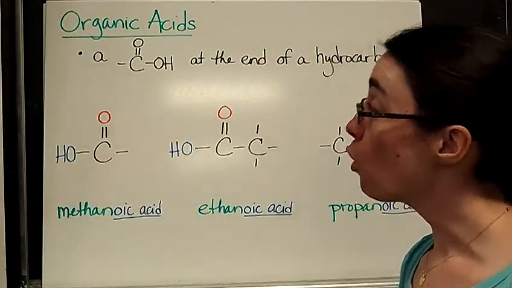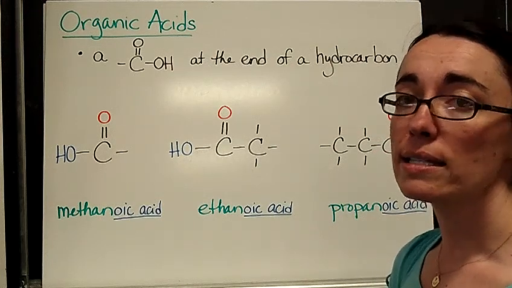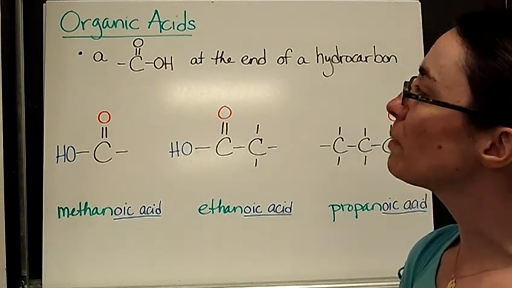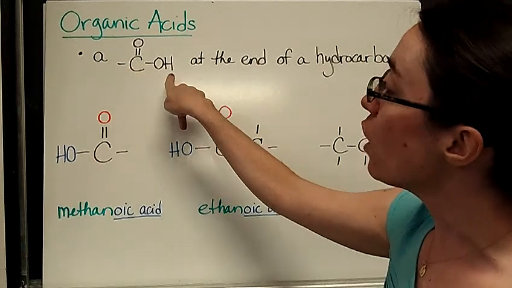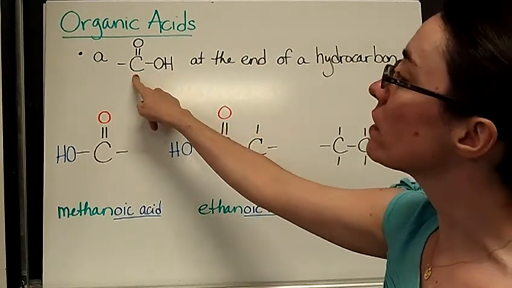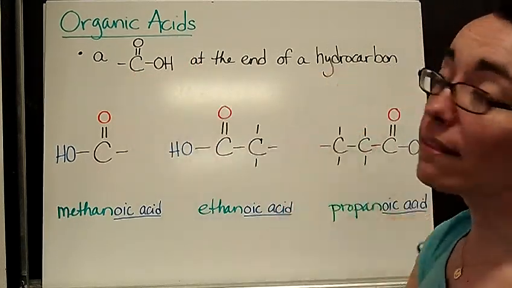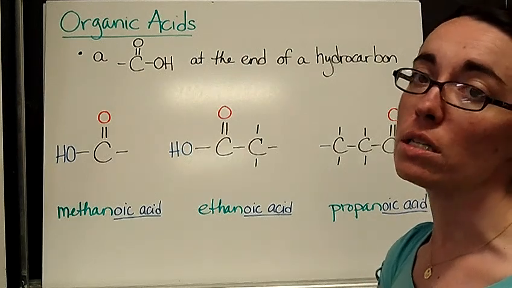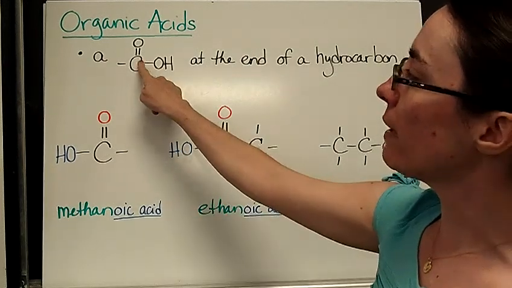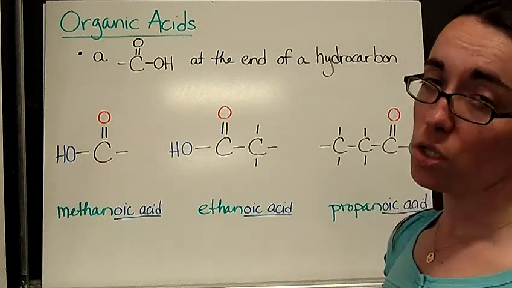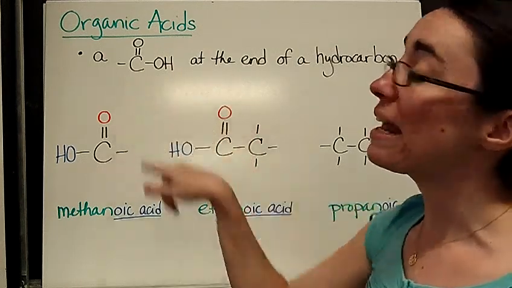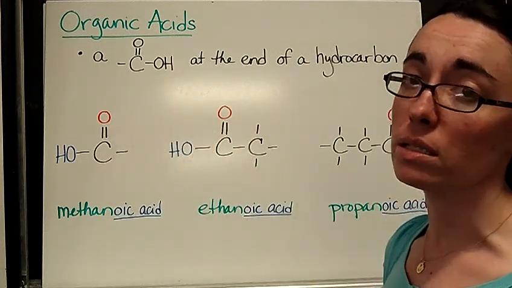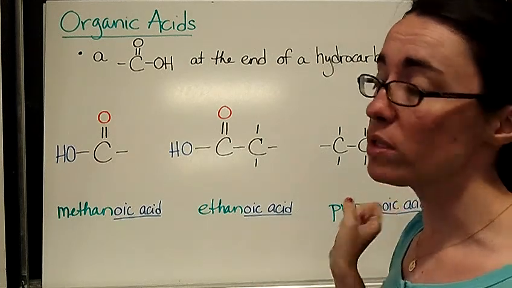Okay. Organic acids. Organic acids have more than just the C double bonded to O. It also has an OH group that's attached to that very same carbon. And this has to happen at the end of the hydrocarbon chain. This is because your carbon actually only has one more bond, so this group cannot happen in the middle. It doesn't have enough bonds available to link both sides.